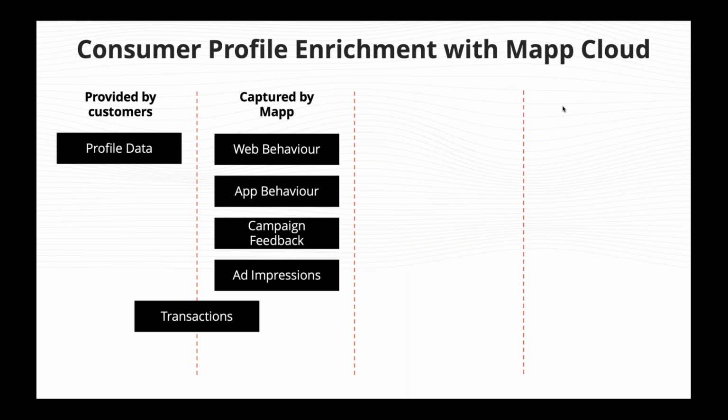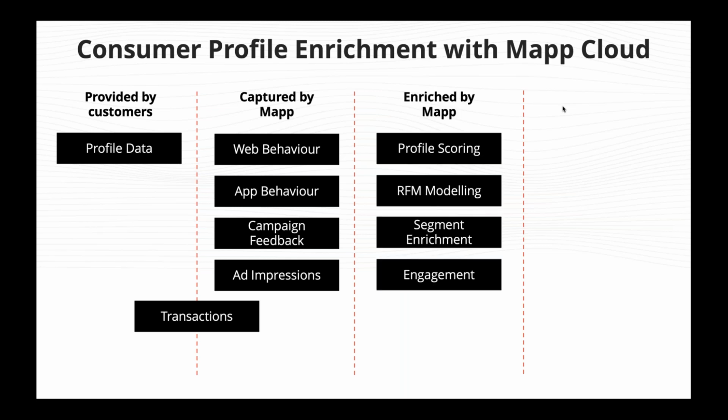And that's because whilst you can provide us the transactions, we also have native ways of capturing transactions on site in real time using Mapp tags. Then we can also enrich this data. So we are doing profile scoring, as you've just seen previously, unified customer profile. So we can score customers based on their loyalty and transactions and the average discount value on which they transacted.